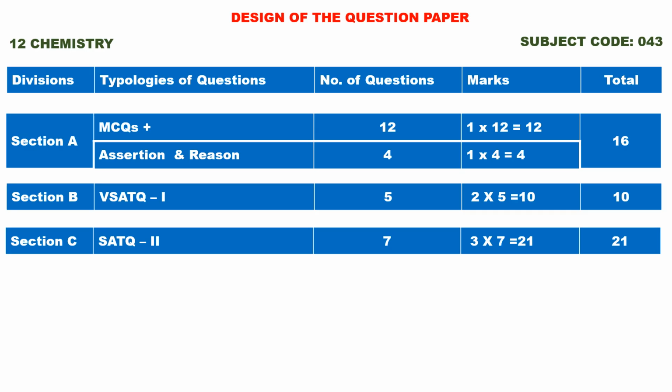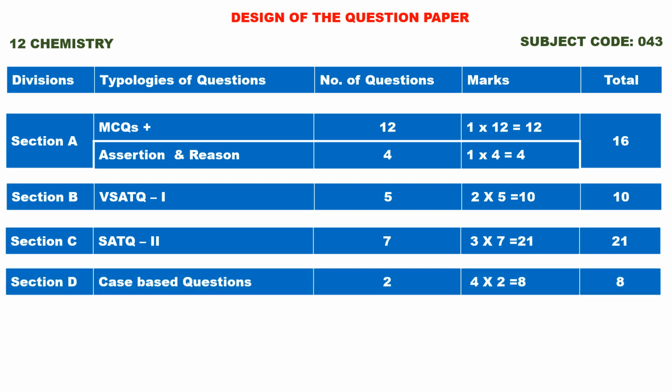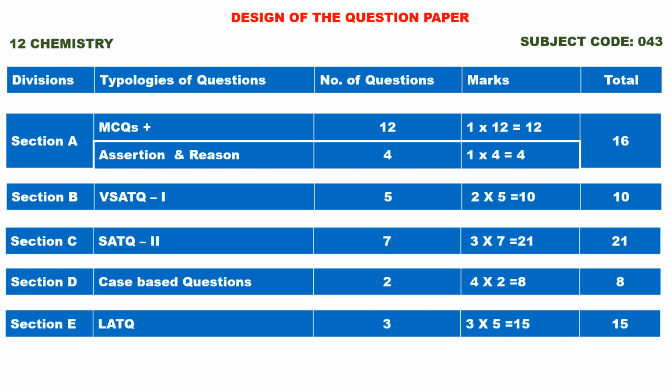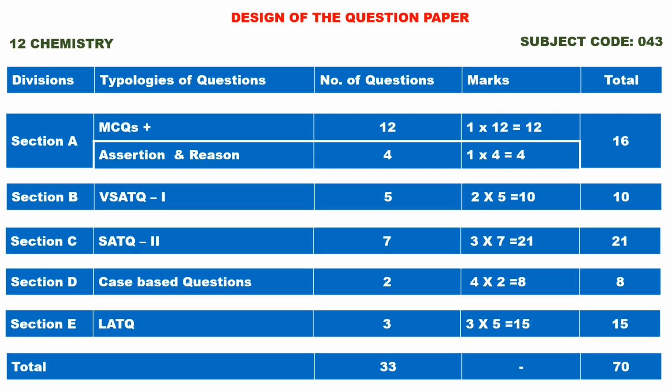Section C. Short answer type of questions. Number of questions 7. Total 21 marks. Section D. Case based questions. 2 questions will be asked, each carrying 4 marks. Total 8 marks. Section E. Long answer type of questions. 3 questions will be asked, each carrying 5 marks. Total 15 marks. There will be a total of 33 questions in the question paper with the maximum marks of 70.